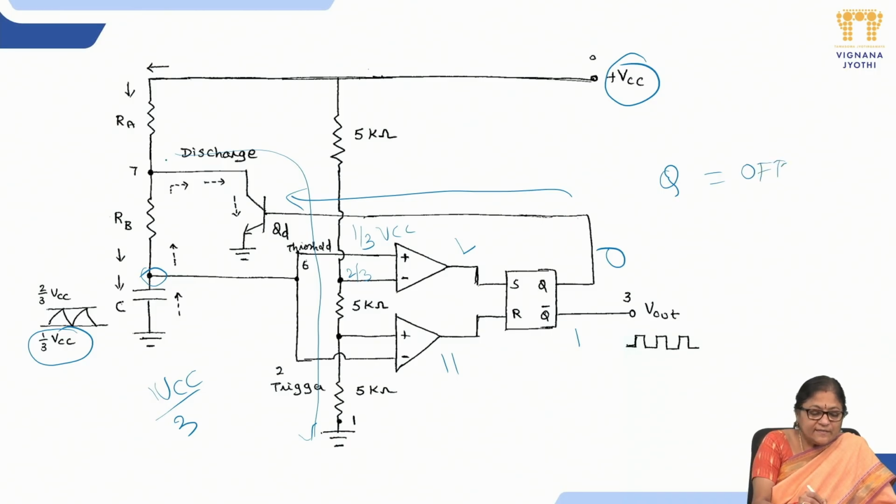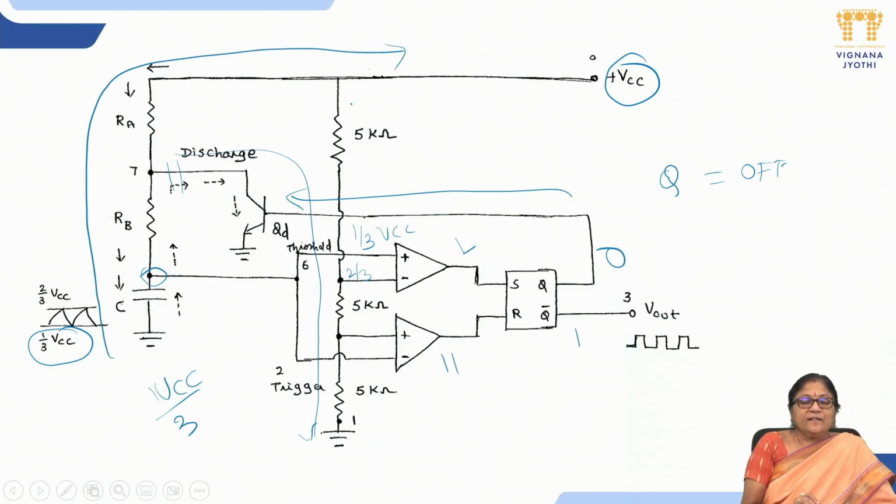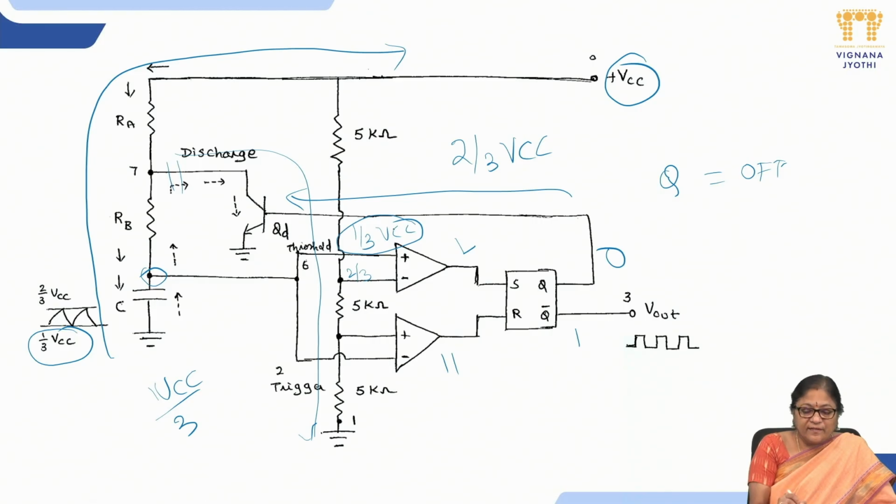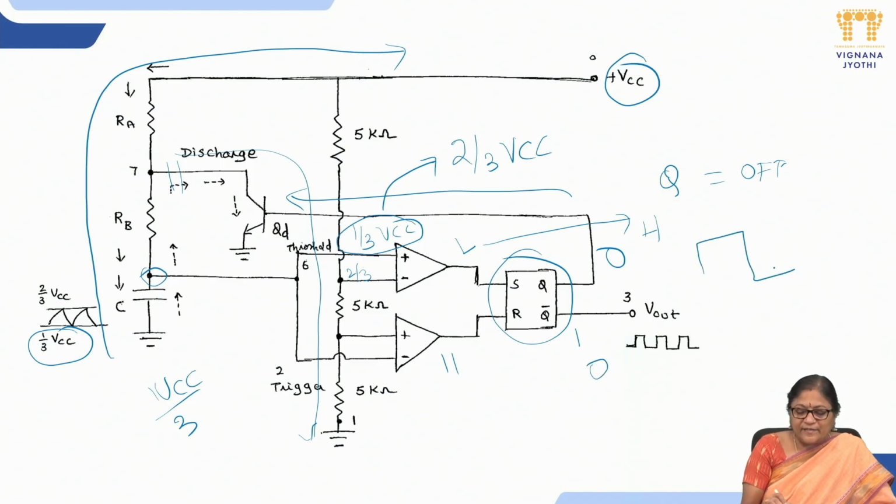Off mode means this is disconnected from this one and the capacitor is charging towards VCC. During this transition, whenever it crosses the next voltage, that is 2/3 VCC, then there is a change in this comparator. So this 1/3 VCC is changing to 2/3 VCC, and this low is changed to high. And this output of the flip-flop is going to have set high, that is Q is 1 and Q bar is becoming 0, and the output makes a transition from previously high to low.